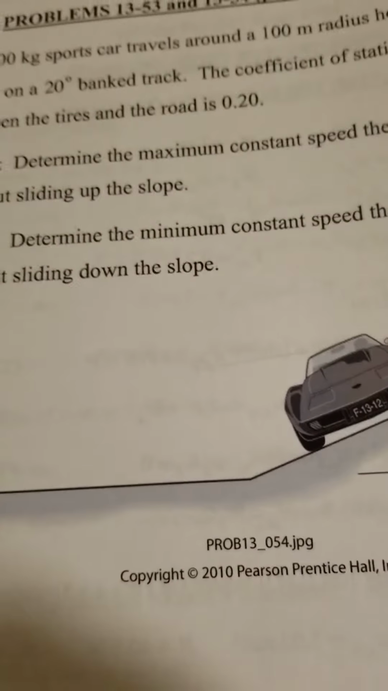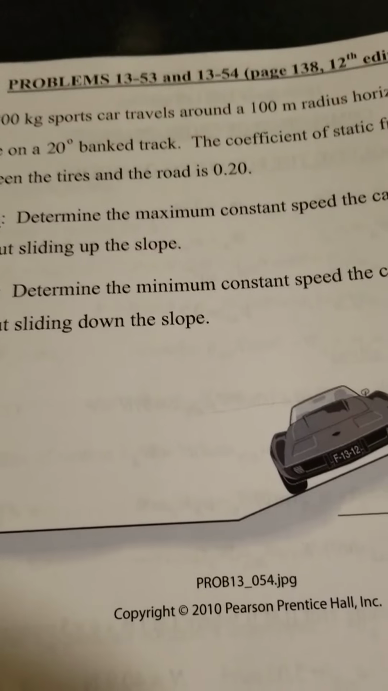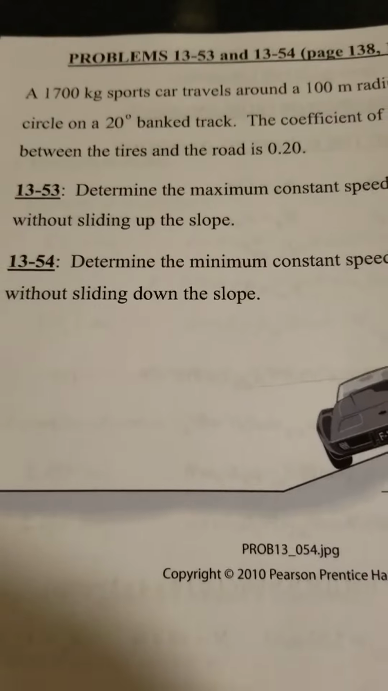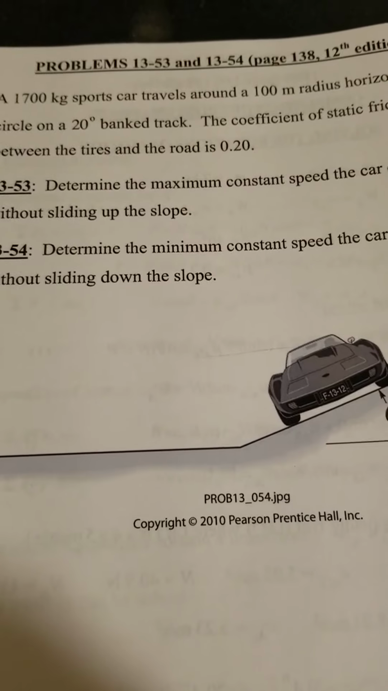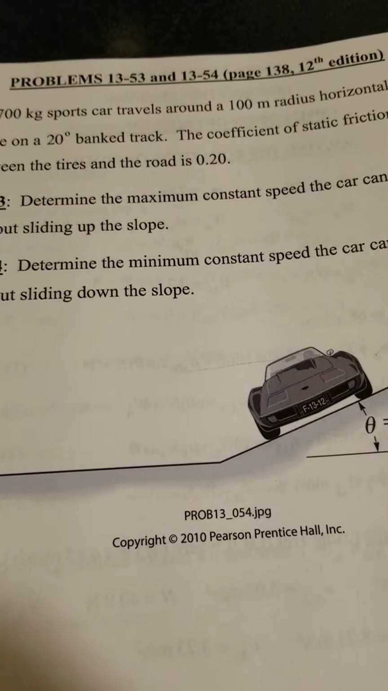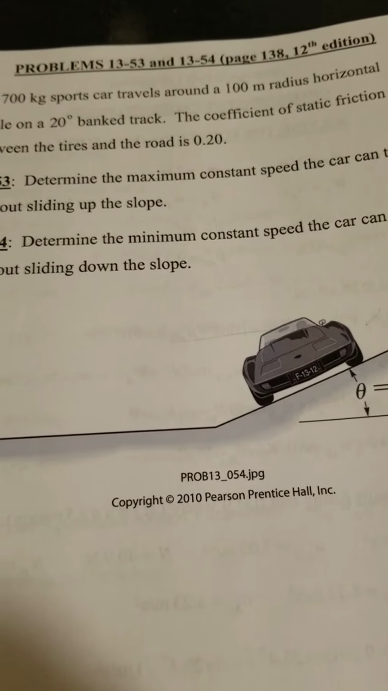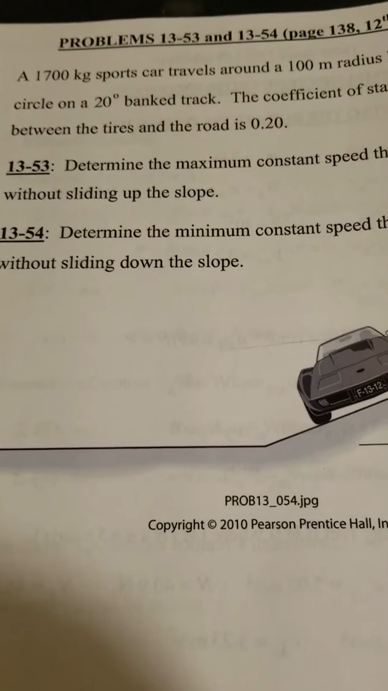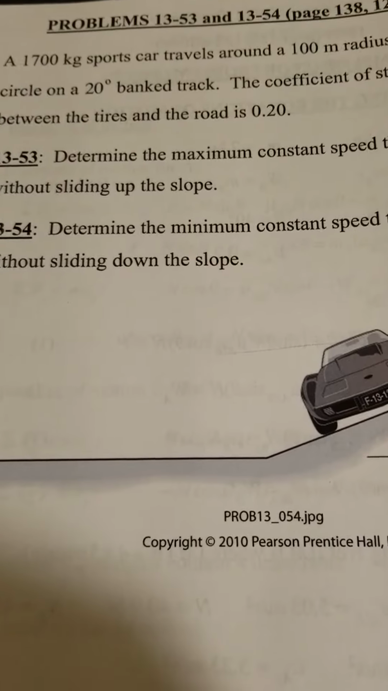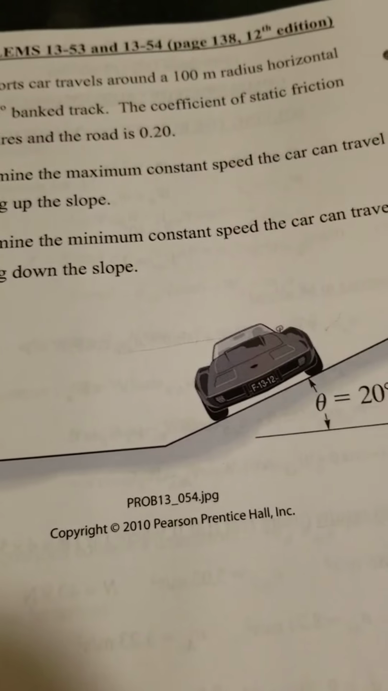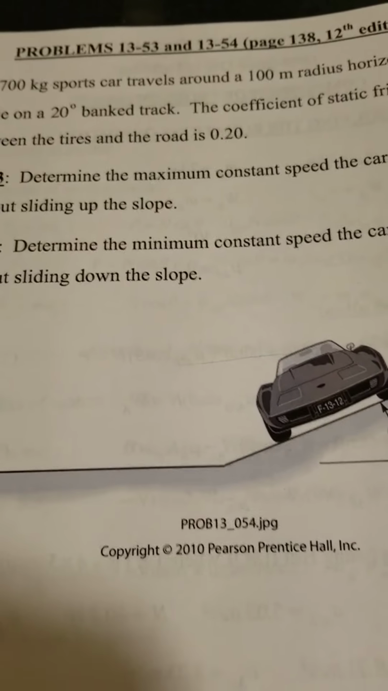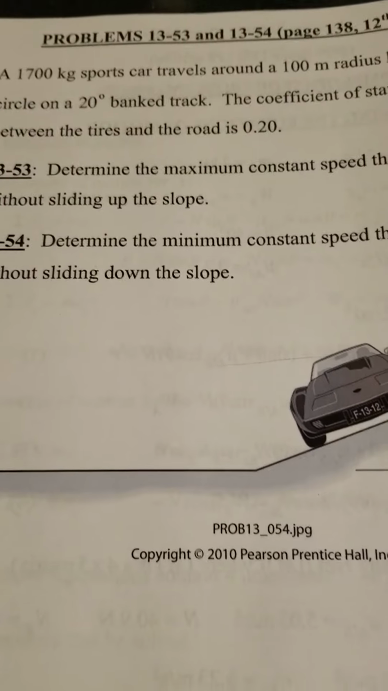Hey, this is a short video on problem 1353 and 1354. For here, we're given a car that travels around a circular path with a specific radius, tilted at an angle of 20 degrees. We know the coefficient of static friction to be 0.2. So let's answer these questions.